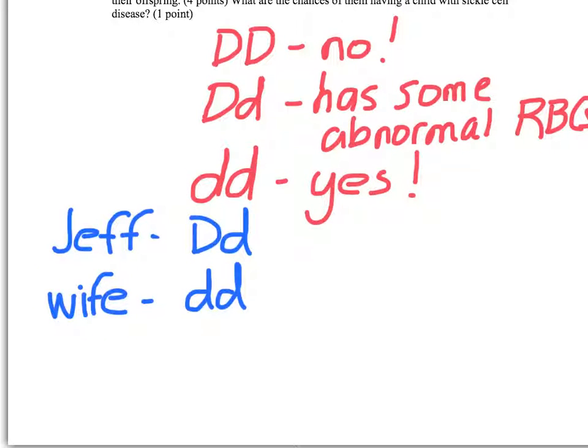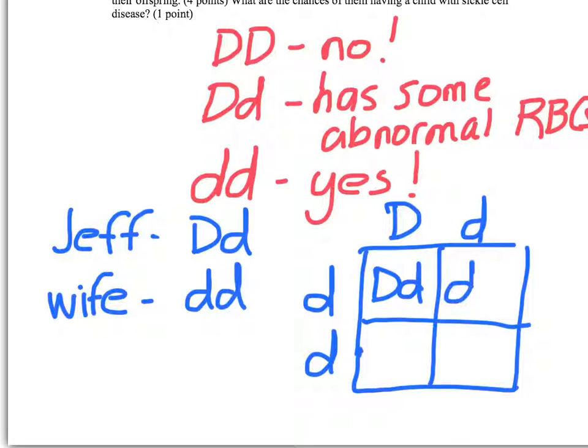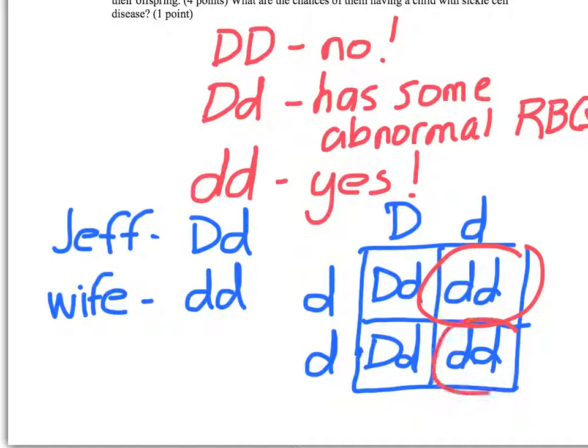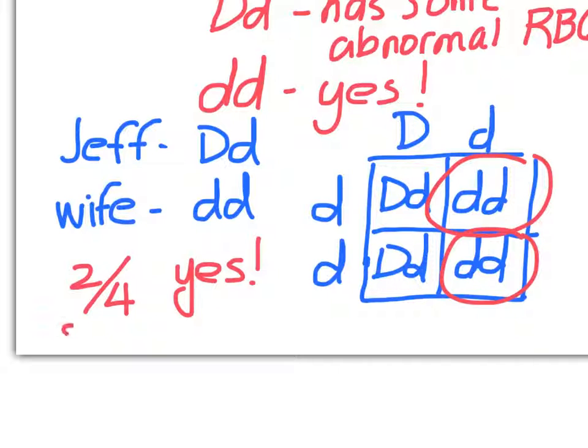Okay, so fair enough. And this is an easy one because you have the genotypes. So this is Jeff, this is his wife, and if we cross them, we get this. So we can see that 2 out of the 4 are going to have it. So it's 50% of their offspring will have the disease. Okay, so that was a pretty simple one.